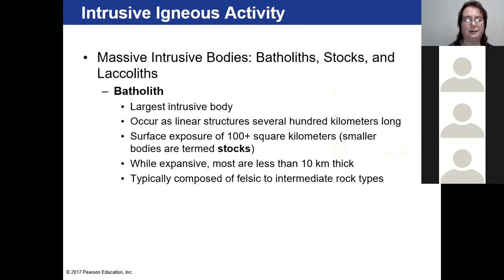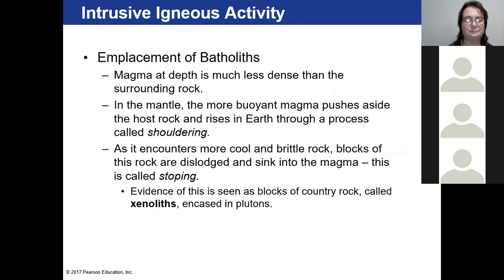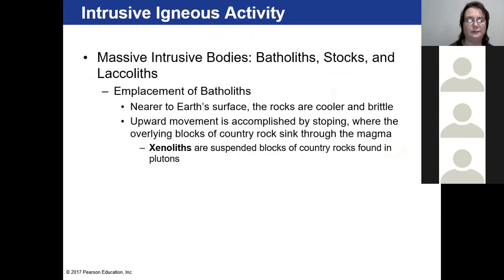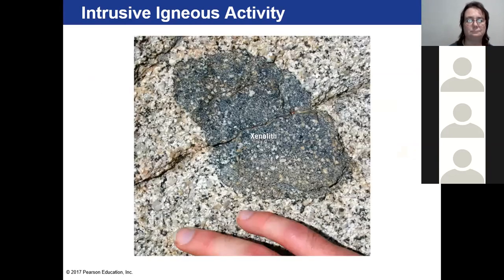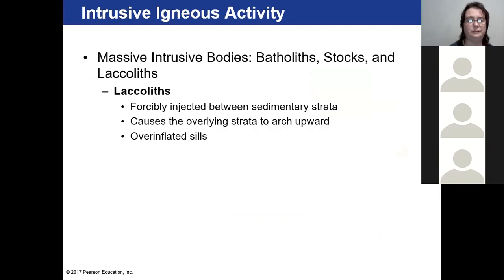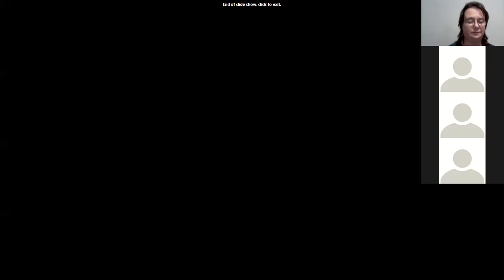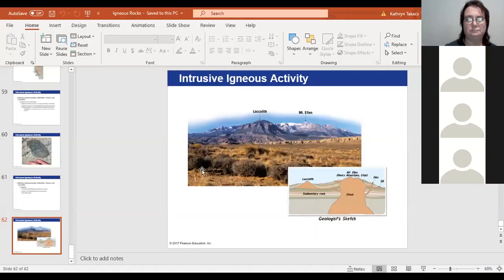Batholiths, I'm not going to ask you to worry too much about what they are, but there's a good amount of them in Western North America. Phenoliths, laccoliths. So that's about that. That's just in there to show you what these things can look like.